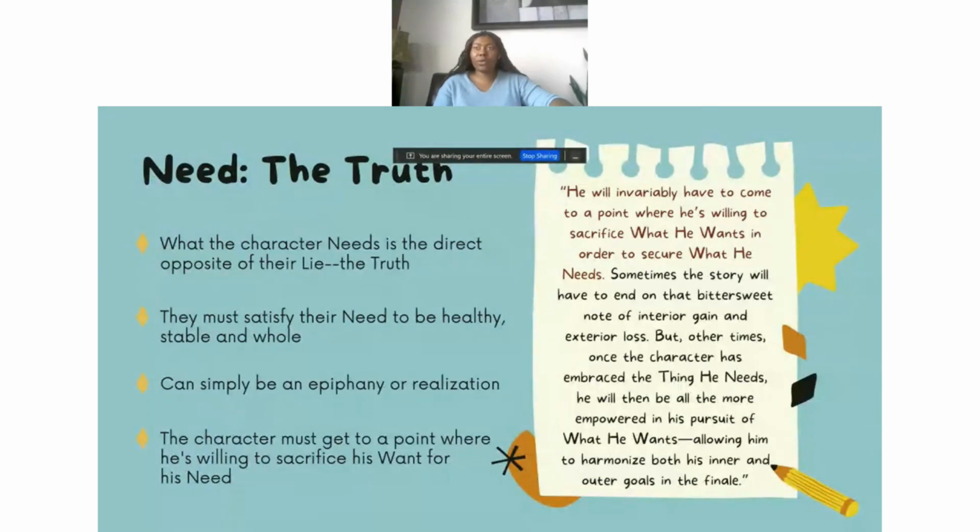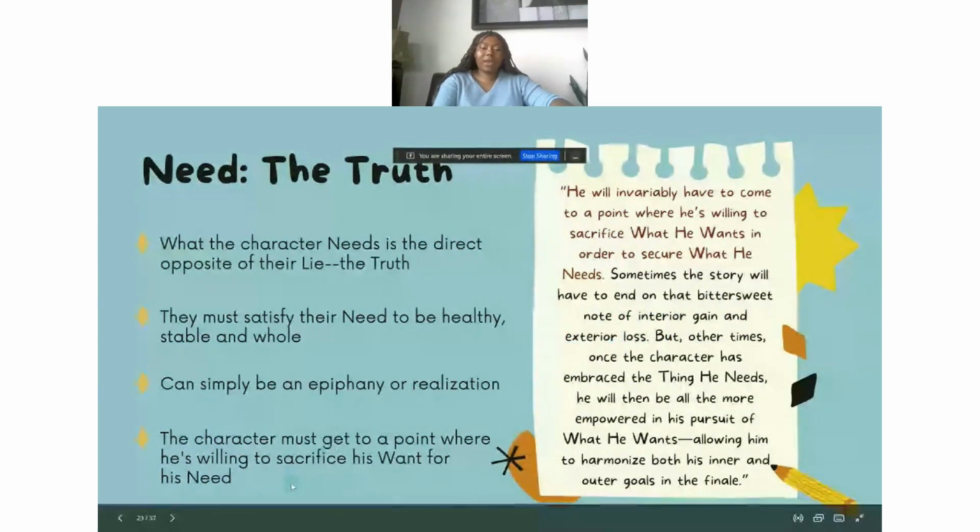But then, through a series of unfortunate events, he ends up in this backwater town where he meets real friends and real people. And then he realizes that there's so much more to life than winning. And that's the truth that he needs to realize. And by the end of the story, he realizes that, and he actually does not win the race. So it ends on a note of interior gain and exterior loss, because he satisfies his need, which is realizing there's more to life than winning, but he loses what he wants, which is the Piston Cup.